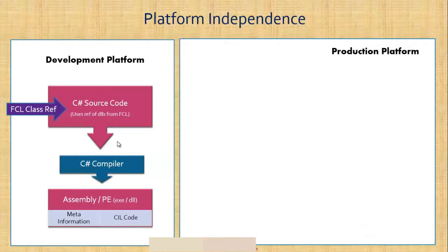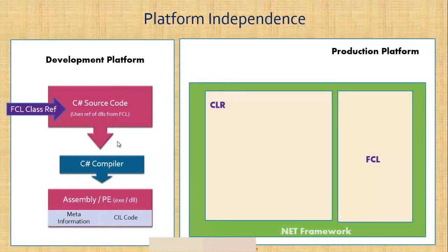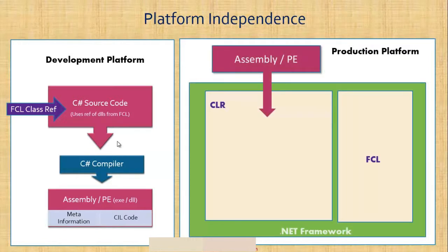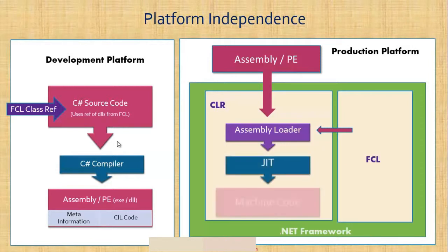Now we want to deploy this assembly on the client's machine, but for that, on the client's machine there should be the Windows operating system and .NET framework installed. Then you will deploy this assembly on the client's machine. When the client executes this assembly, CLR will start its working. The assembly loader of CLR will load this exe and all referenced assemblies from FCL using the meta information of the assembly. Then the JIT compiler will compile the CIL code into machine language, and this code will be executed by CLR.